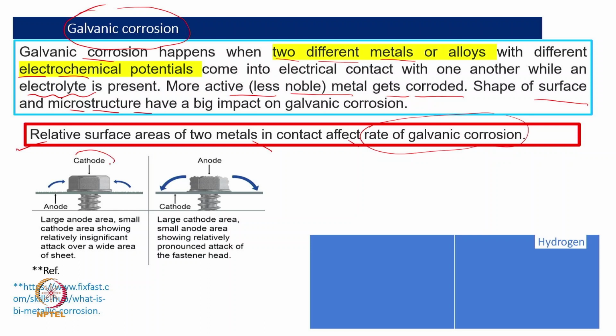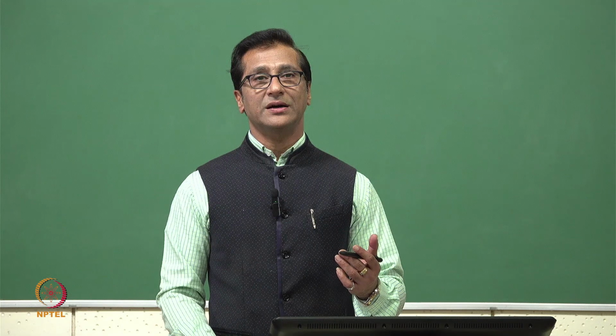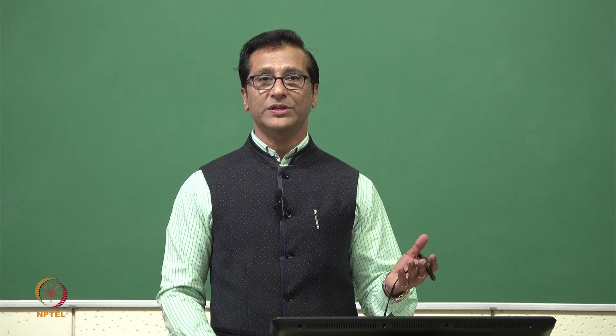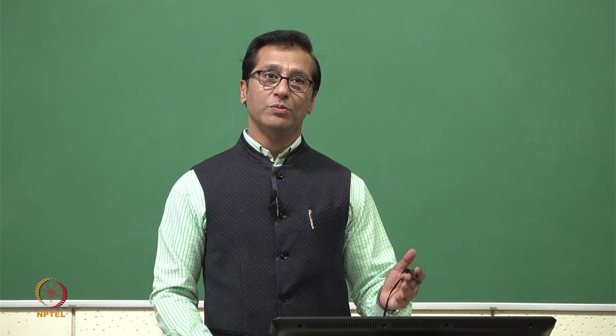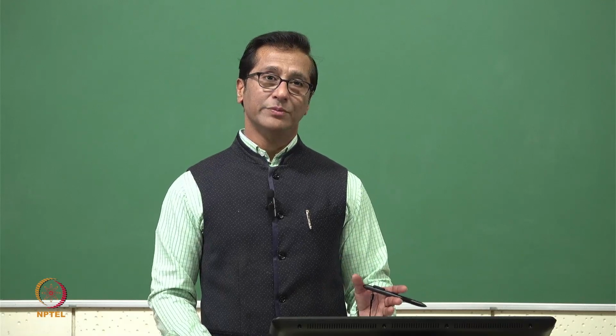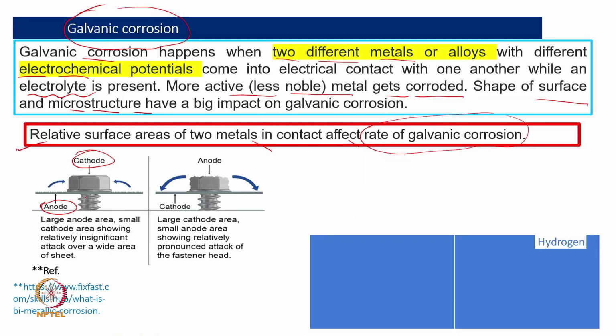You can see there is a cathode and there is an anode. Cathode has a better electric potential, which is more noble, and anode is less noble. Now if we make this kind of structure, the anode is a bigger size and cathode is a smaller size. That's why we say large anode area, small cathode area, showing relatively insignificant attack, right? So the corrosion rate in this situation will be lesser.